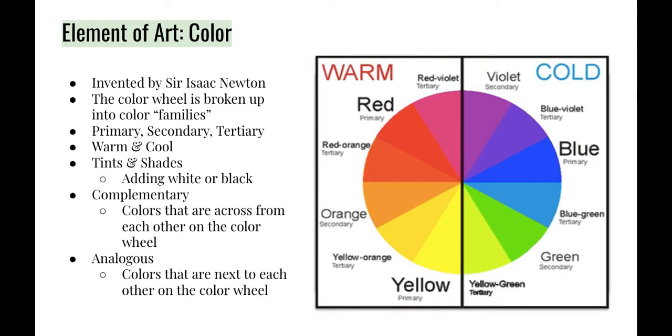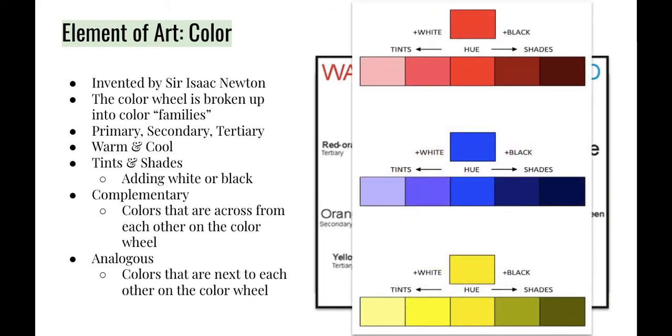Another type of color family, as I stated before, are warm and cool colors. Warm colors are the colors that remind us of things that are warm, like fire. So those are like reds, pinks, yellows, and oranges, whereas cool colors remind us of things that are cold, like blues, violets, and greens.